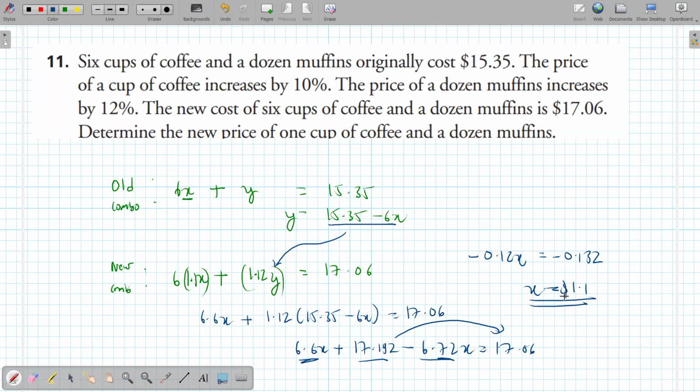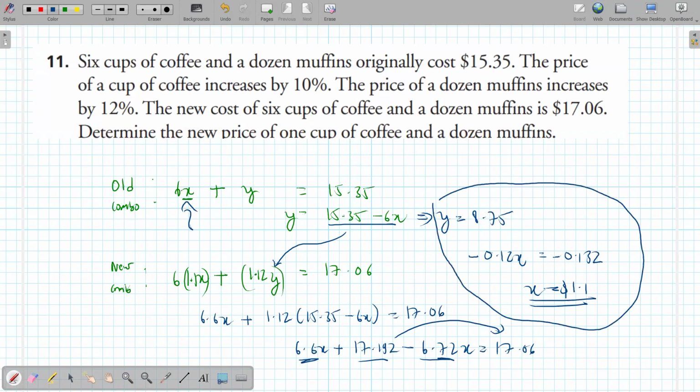So this, again, remember, X was our initial cost. Our new cost of coffee, let me just find the old price of Y as well. So the old price of Y will be 15.35 minus 6 times 1.1. So a dozen muffin costs $8.75. These are the old prices.